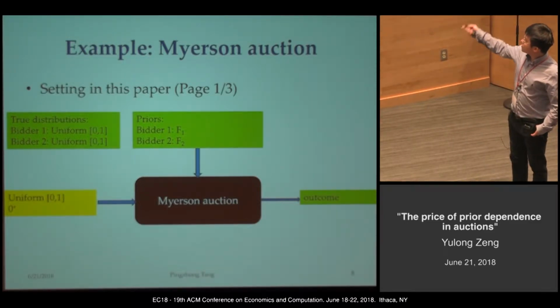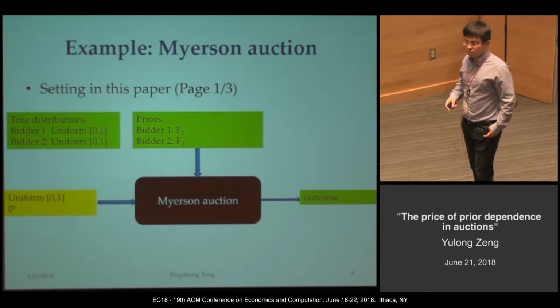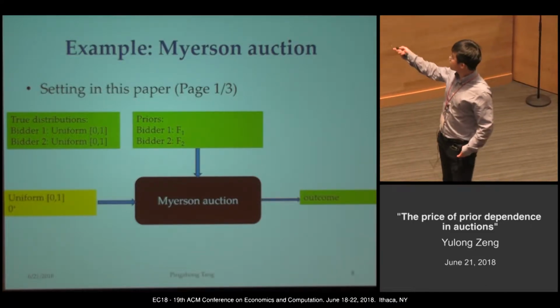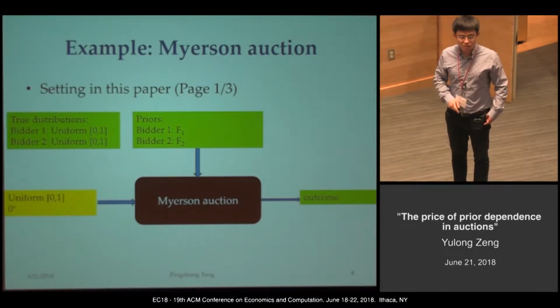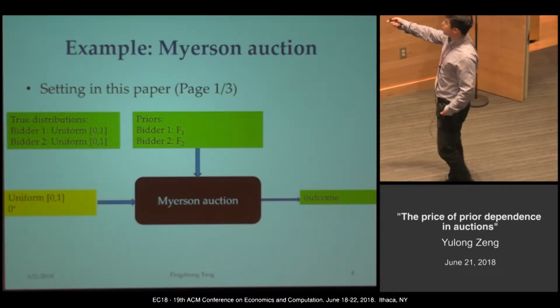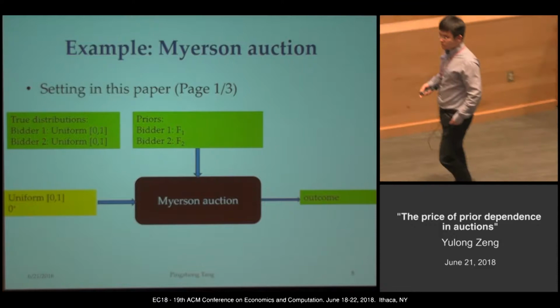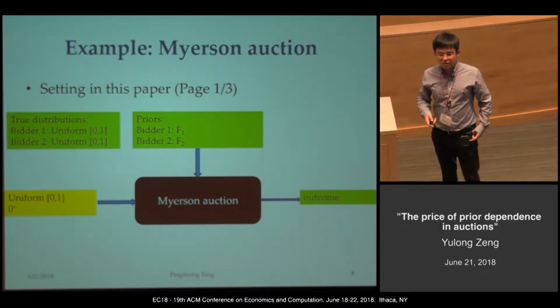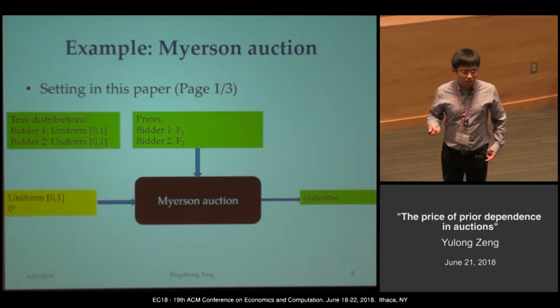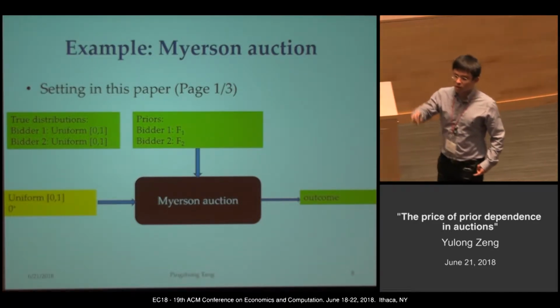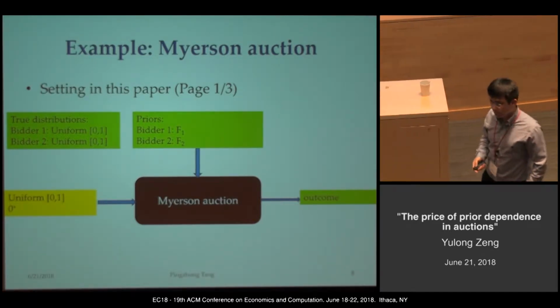So knowing that the auctioneer doesn't know the priors, the bidders decide to do something different. For example, the two bidders want to bid this distribution. The first bidder still bids truthfully, uniform 0, 1, but the second bidder changes his bid to a constant distribution of 0 plus, which means 0 plus some small positive number. Okay?